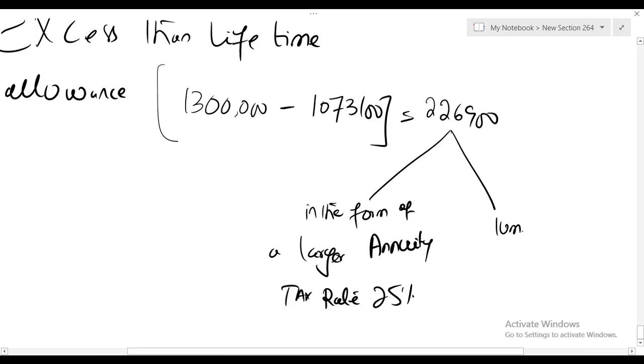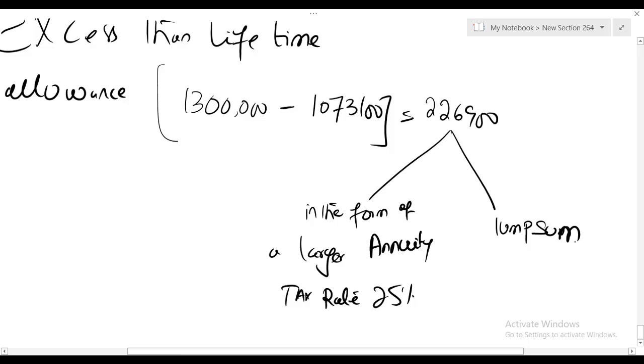But if this individual says, no, I need the excess amount lump sum, I don't want to wait, I need the excess amount lump sum. To be very honest, when this individual asks for the excess amount lump sum, HMRC is going to give him the advice. They will obviously request him, don't take the lump sum amount. Don't take the entire excess amount as lump sum.